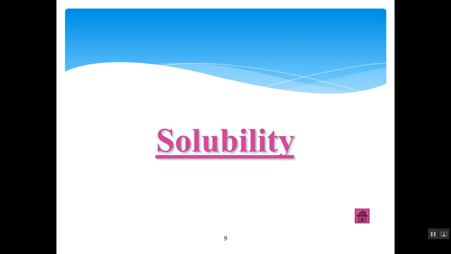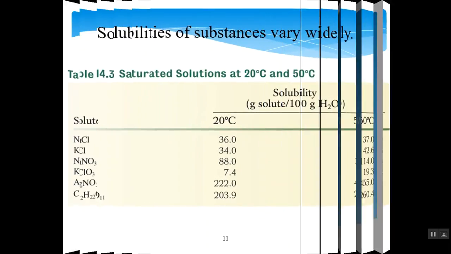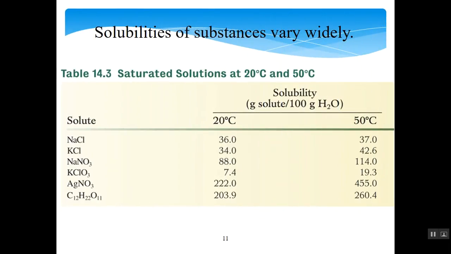Okay, let's talk about this term solubility. Solubility is a term that we use to refer to the extent to which a solute will dissolve in a specified amount of solvent. And there are different ways and units that are used to express solubility. You can express, for example, the solubility in terms of grams of solute per 100 grams of water.